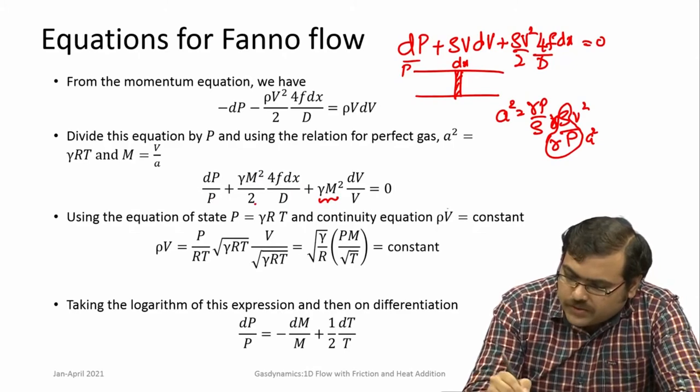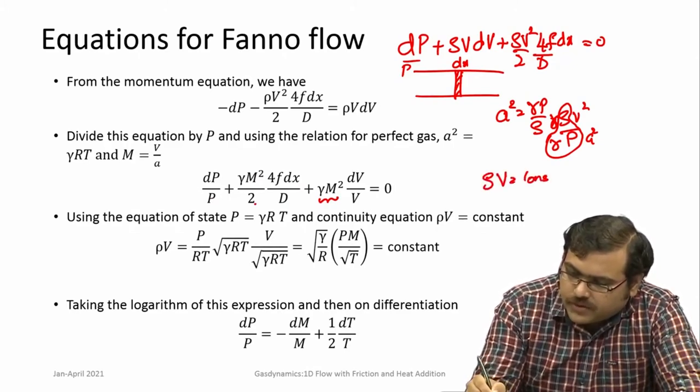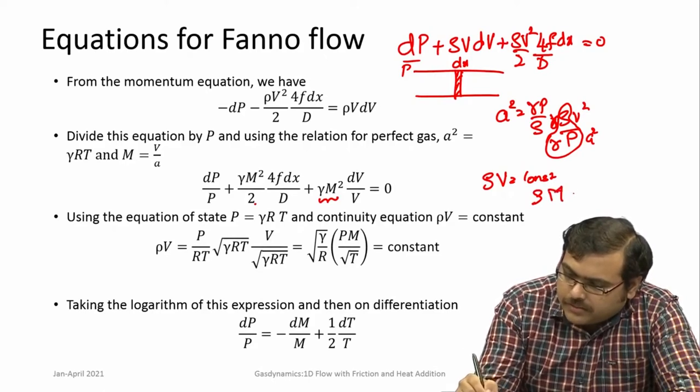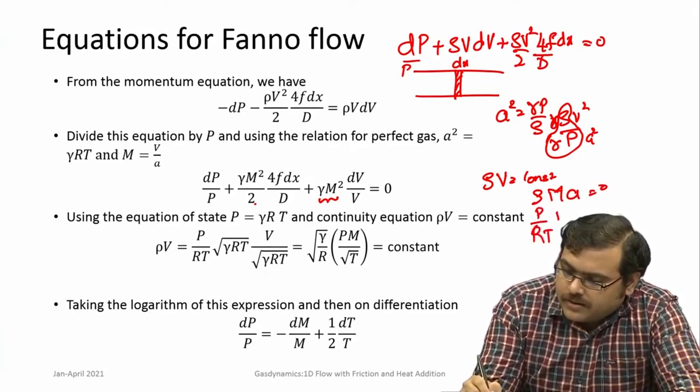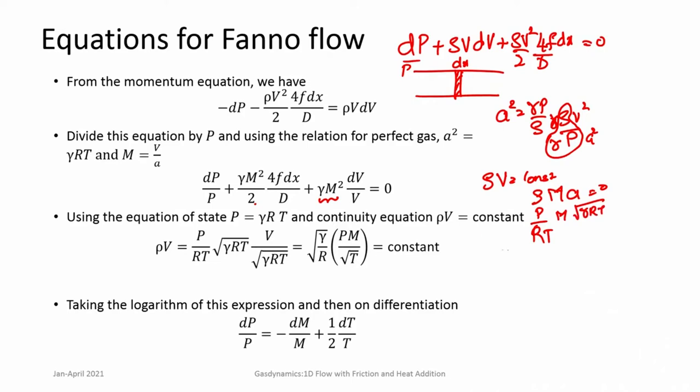Now we use the fact that rho v is constant, and v can be expressed in terms of Mach number. So rho multiplied by Mach number multiplied by a is constant, where rho is p by RT and a is the square root of gamma RT. You get the equation that p M by square root of T is constant. From here, using logarithmic differentiation, that is, you take a logarithm and differentiate, you get dp by p equals half dT by T minus dM by M, which is the expression given here.